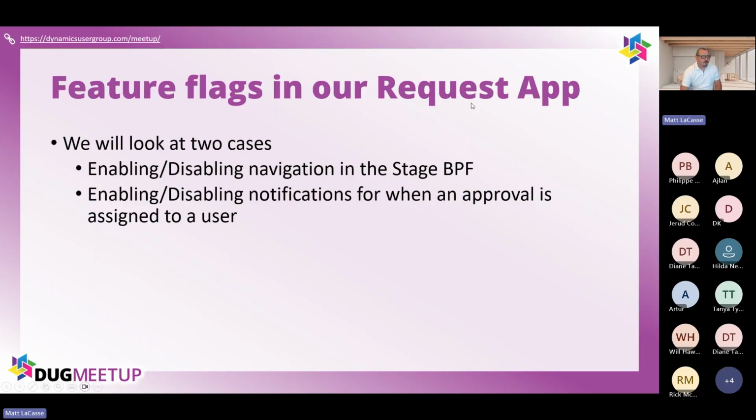So in our request app example, we'll look at a couple of cases. One being, let's say somebody in the hardware team has been messing around and flipping stages willy-nilly, so they want the ability to disable navigation in the business process flow stages. And then if a user group or one of the onboarded teams with the request type has a high volume of requests coming through and they're getting inundated with emails, they say, we don't want to receive emails anymore for our request types. So what would that look like?